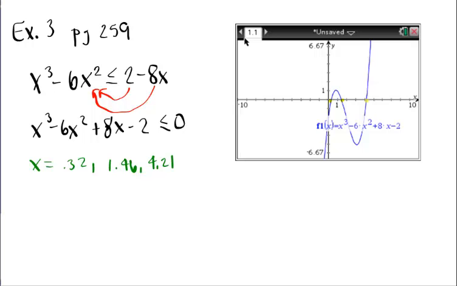And we want to know where we are less than 0. In other words, where are we under the x-axis? And so for this particular guy, from negative infinity to 0.32, and then from 1.46 to 4.21. And that would be your answer. And that's all there is to it.